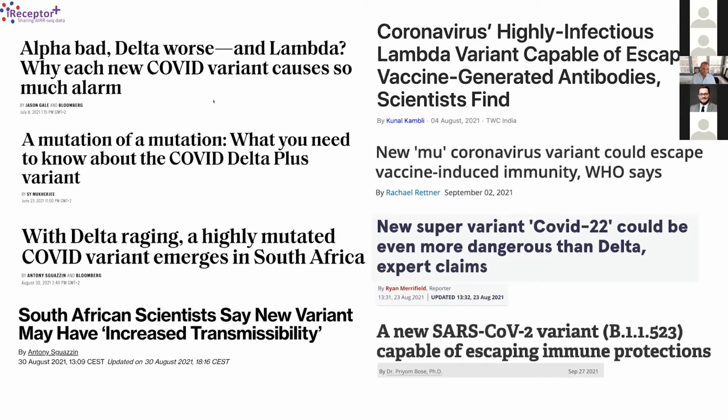Whether it is the new Delta variant, when it emerged we saw how much of an impact it made, but of course there are other variants like Lambda and Delta Plus. And then there was a highly mutated variant out of South Africa. Then there was the Mu variant, and some guy talking about COVID-22, and then some new variant called B.1.1.523 that's capable of escaping immune responses.